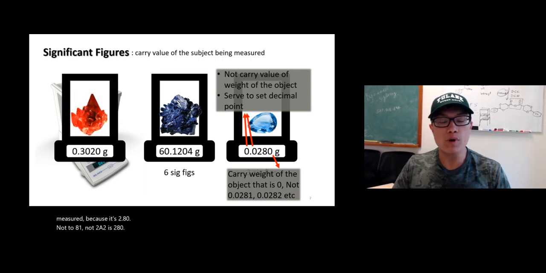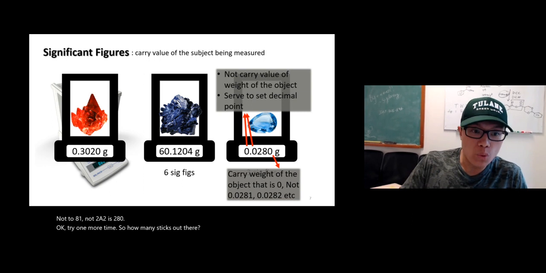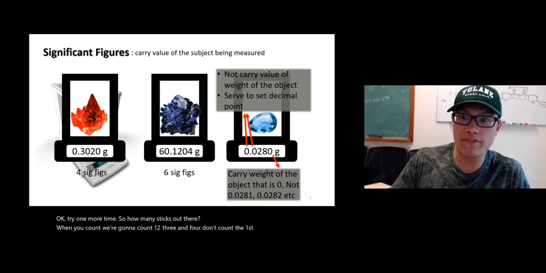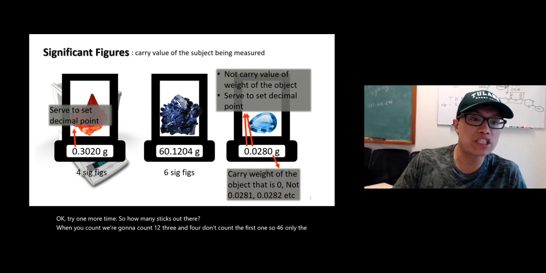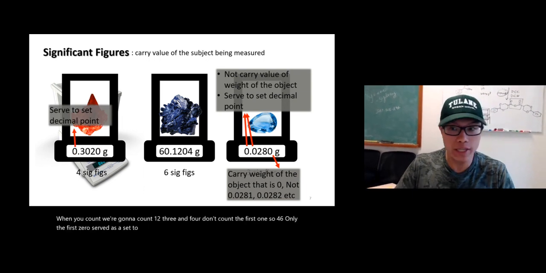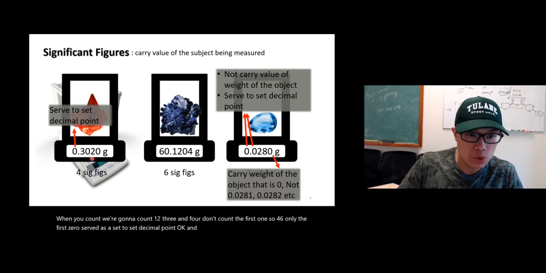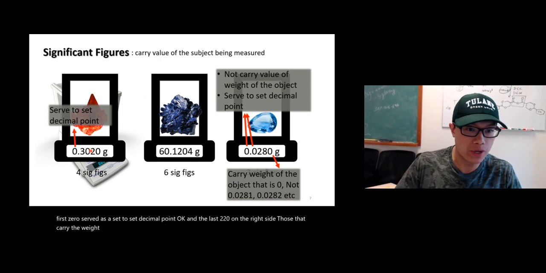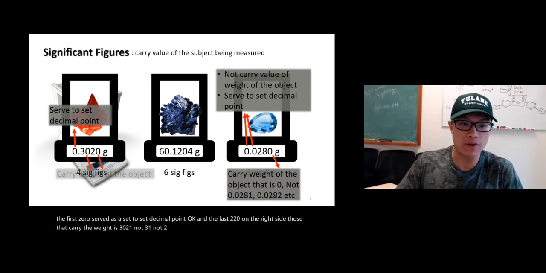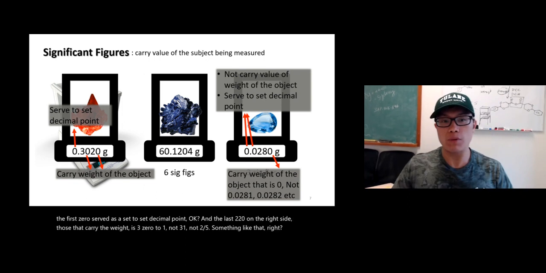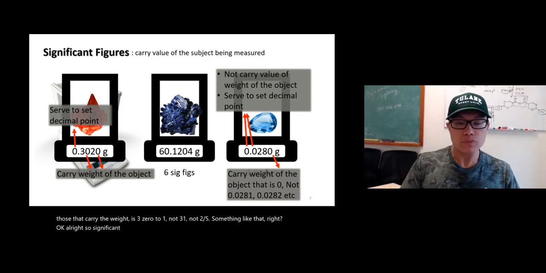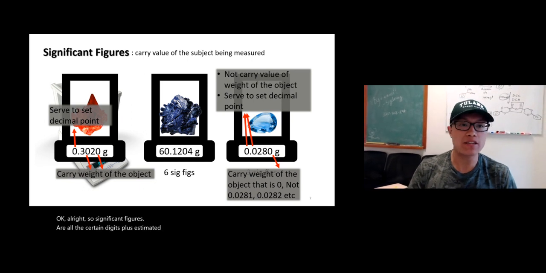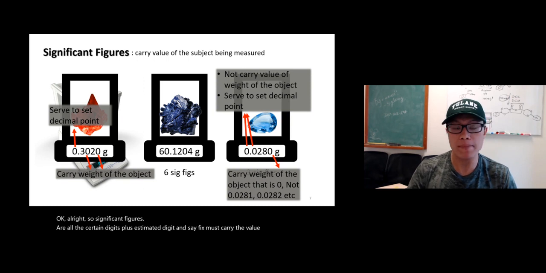Okay, try one more time. How many sig figs are there? When you count, we're going to count 1, 2, 3, and 4. Don't count the first one, so 4 sig figs only. The first 0 serves to set the decimal point. Okay, and the last two digits on the right side, those carry the weight: it's 3021, not 31, not 25, something like that. All right. So significant figures: all the certain digits plus one estimated digit, and sig figs must carry the value of the object being measured.